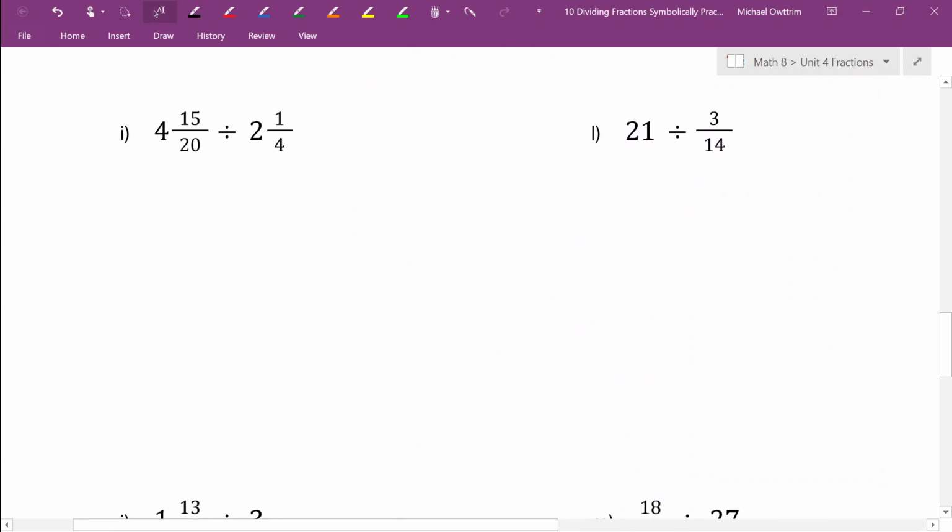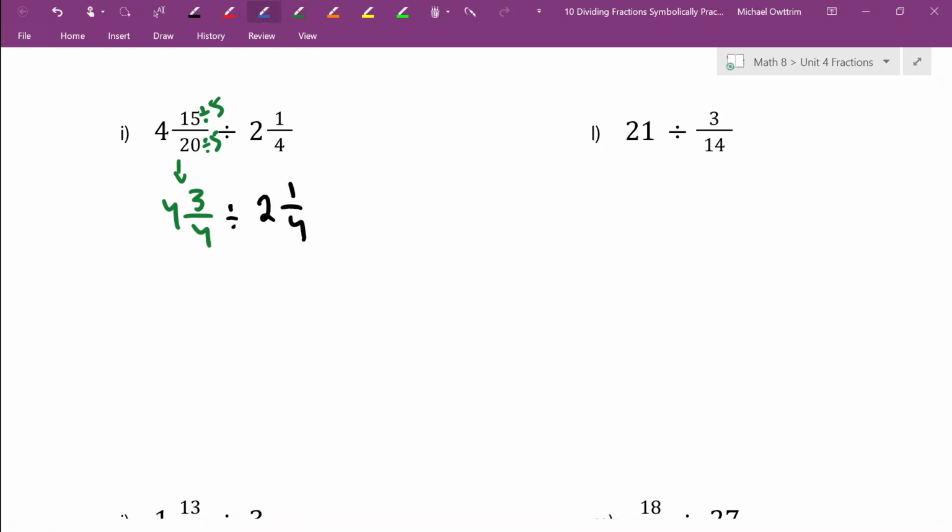On the back page, we're going to start by simplifying our fraction here. 15 and 20 can both divide by 5, and that'll give me the mixed number 4 and 3/4 to divide by 2 and 1/4. I'm going to convert each of these to an improper fraction next. So 4 times 4 is 16, plus 3 is 19/4. Let's leave it divide for now. I have to convert this other one. So 2 times 4 is 8, plus 1 is 9/4.